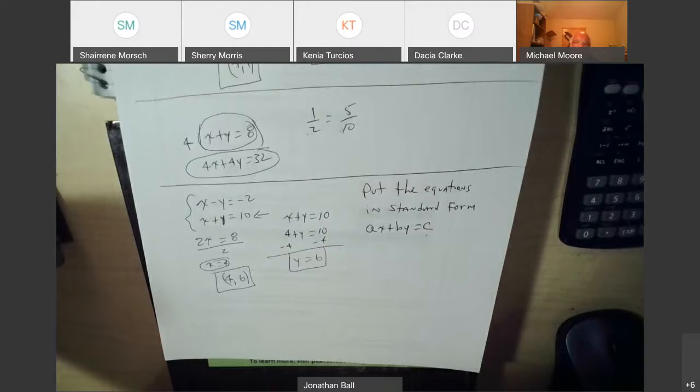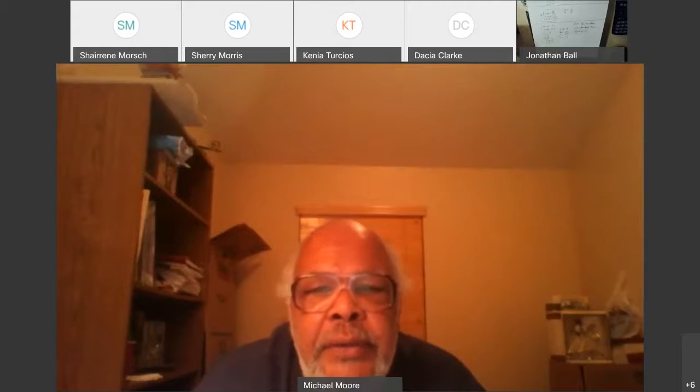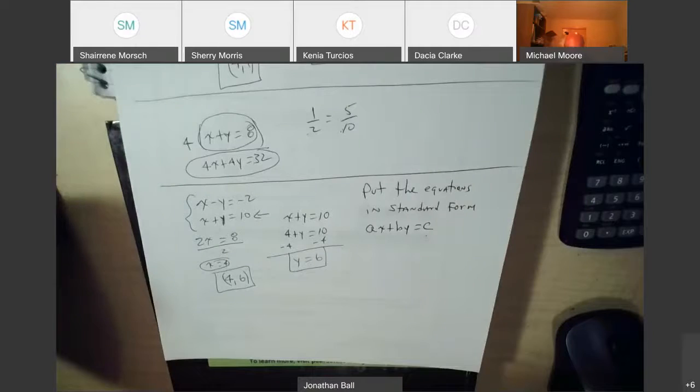But we do use... well, this book has some lousy examples. Golly. Let's see if the other one's any better. Is that AX plus BY equals C? Yes. Okay.